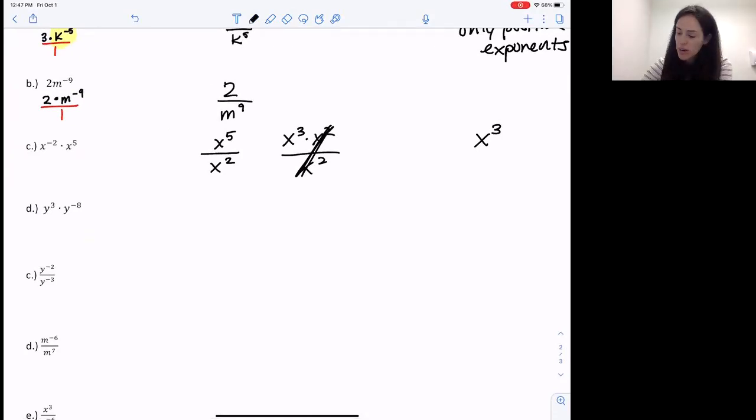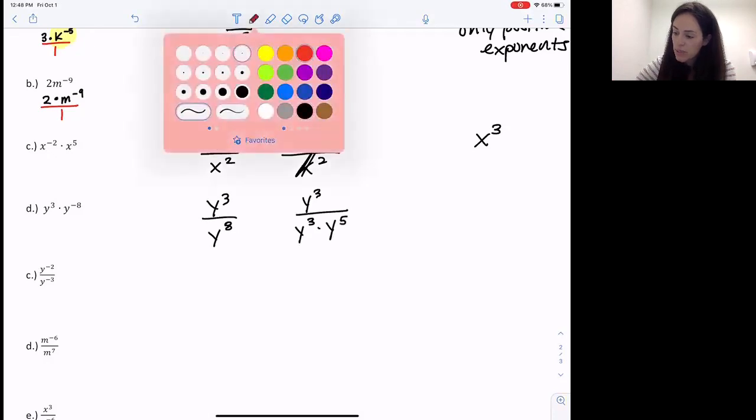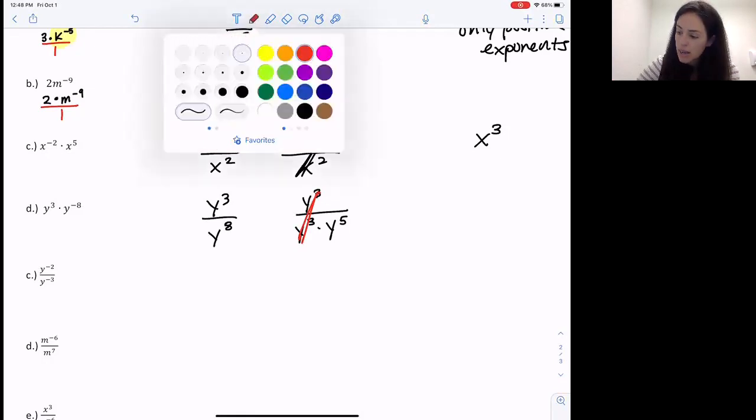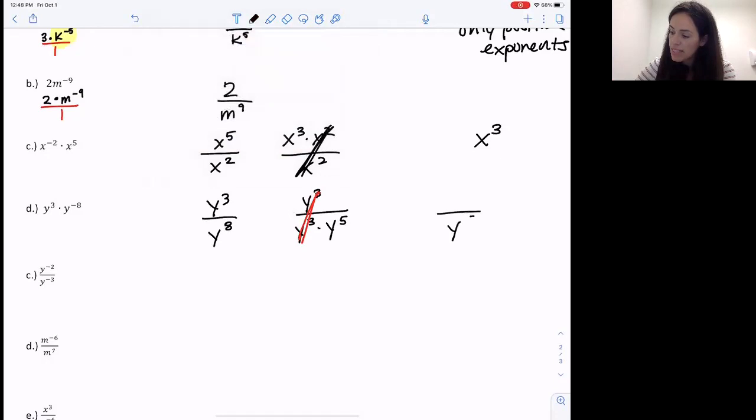Okay, hopefully you got a chance to try that one. My first step is to send any negative exponents down to the denominator. So here I'm going to have y to the 3rd over y to the 8th. Then I'm going to simplify it further. I say, okay, well, here I have a y to the 3rd in the numerator. I know that 3 of those y's are going to cancel with the 3 y's in the numerator. And I'm going to be left with y to the 5th in the denominator.